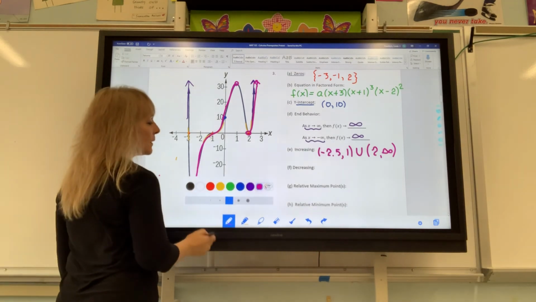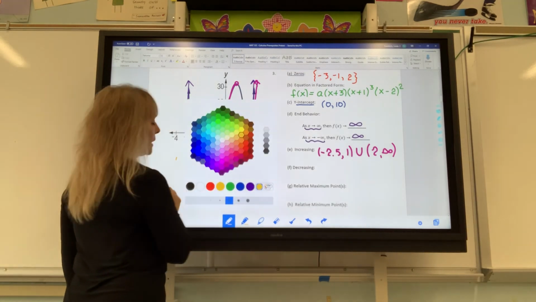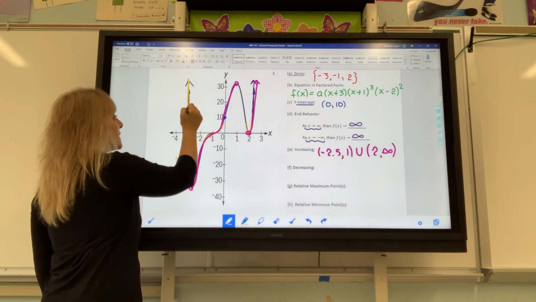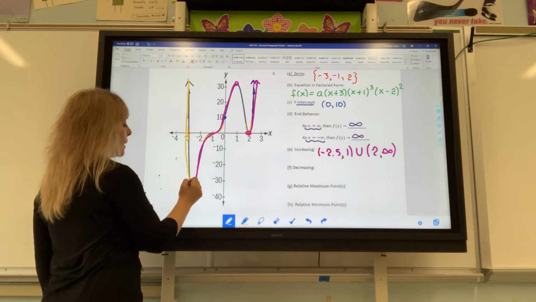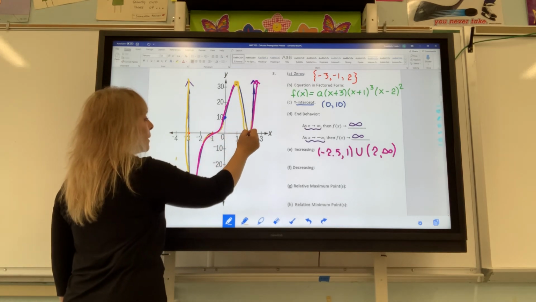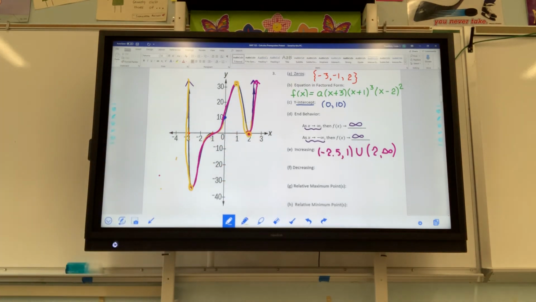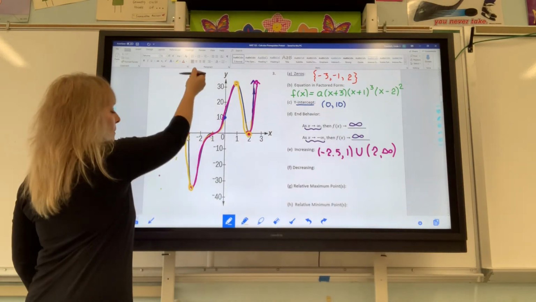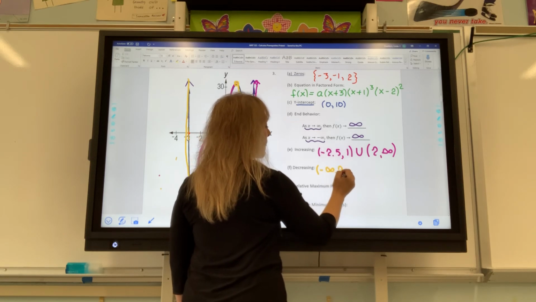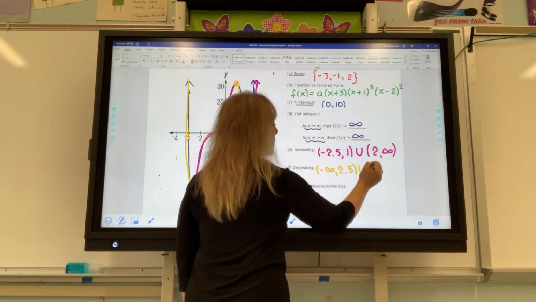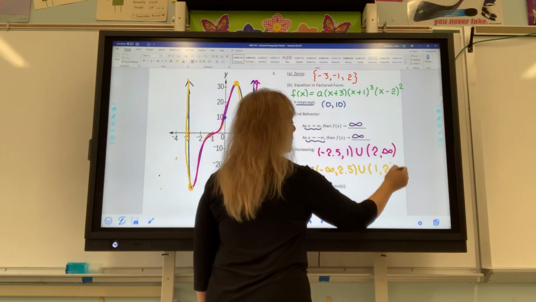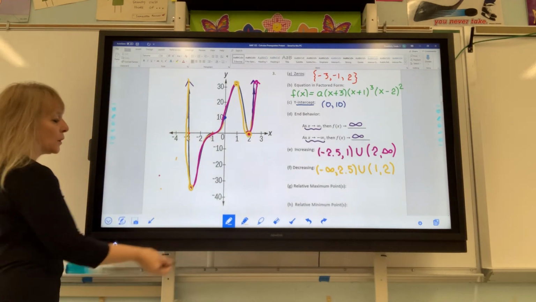When it comes to the decreasing, I think I'm going to use that color. For the decreasing, I'm looking, my picture is going down to here, but it's also going down from here to here. So it's 2 sections that it's decreasing, because we read left to right, from negative infinity to the x value of -2.5. But also decreasing from 1 to 2. And then we are up to the last 2 pieces.